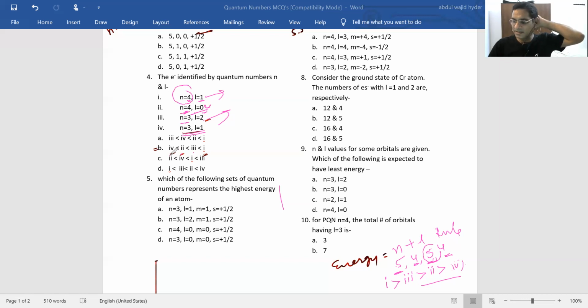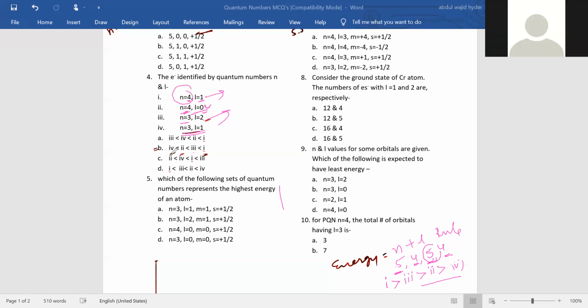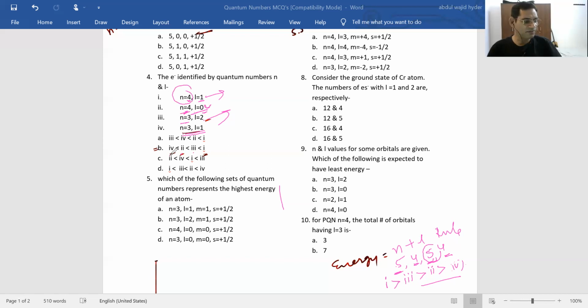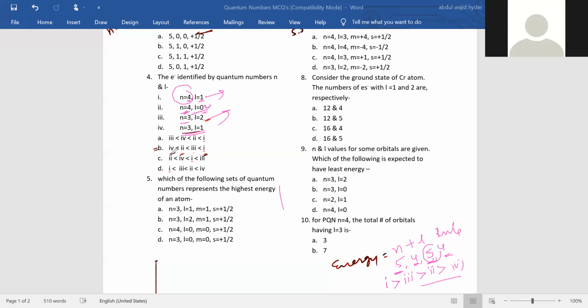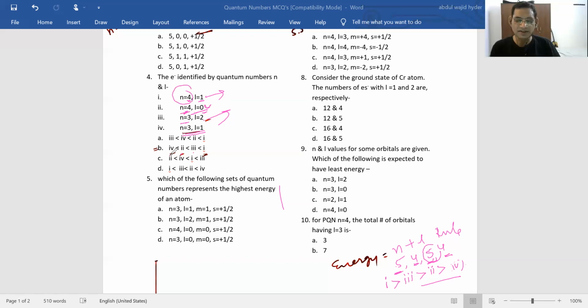Is this okay? This is a very, very important question. Should I go to the next one? Fine. Okay, now go to the next question. All these questions I have taken from your unsolved papers, from previous years' papers of NEET and IIT JEE.